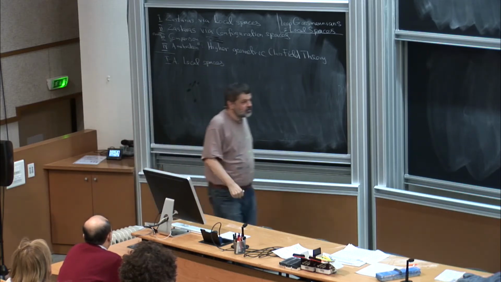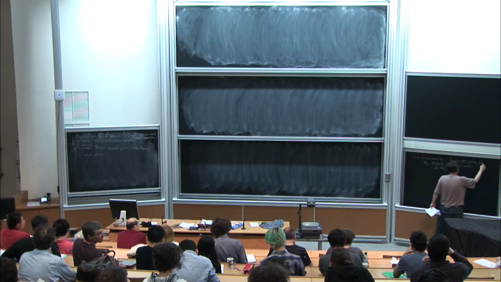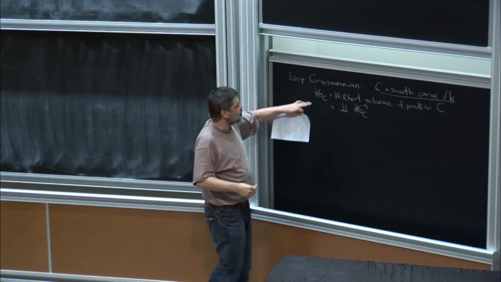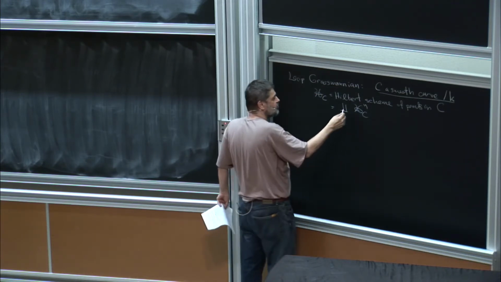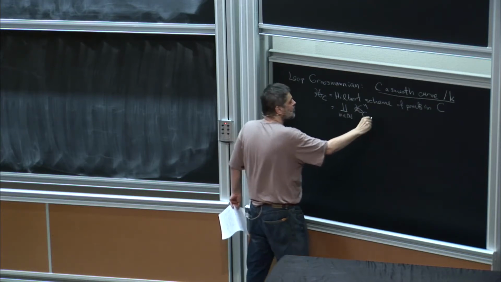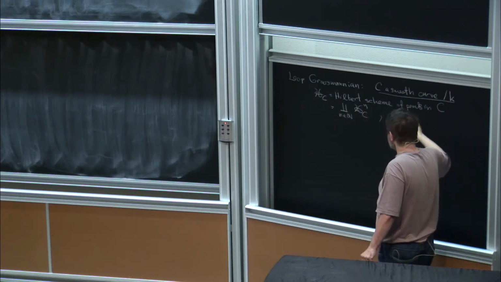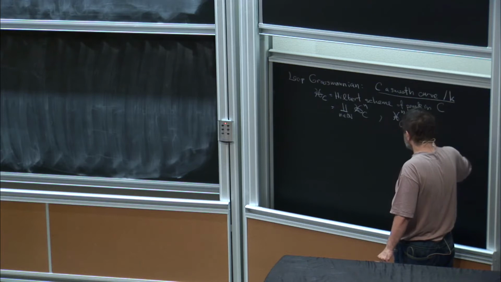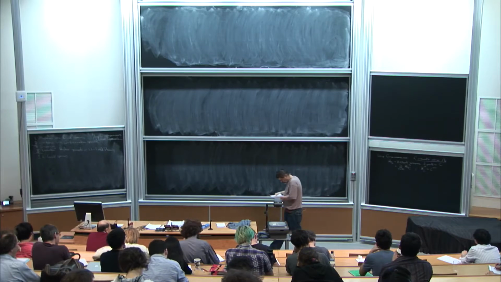And I will consider a smooth curve over some ground field, K, and the Hilbert scheme of points in C. So it's graded by the length of the scheme. And this moduli of points of length n is just the symmetric power of the curve.